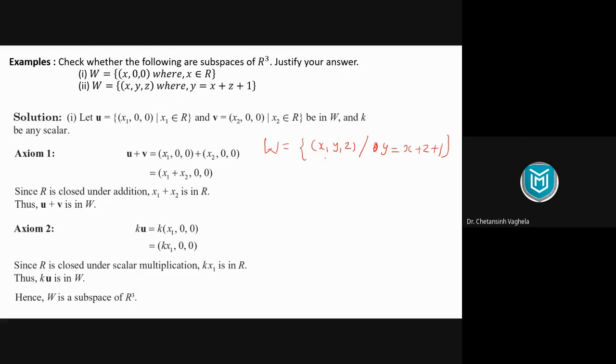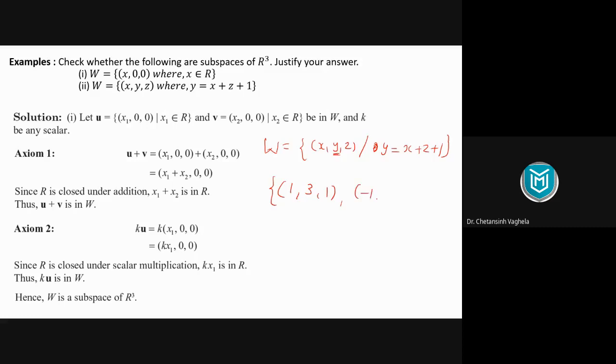It is a set of 3D vectors (x, y, z) in which your second coordinate y is given by the first coordinate plus the third coordinate plus 1. That means y equals x plus z plus 1. So what kind of vectors will be part of this? Do you think the vector (1, 3, 1) will be part of this? Yes, right? Because what is your y coordinate here? 3. And what is the condition for W? That the y coordinate should be the x coordinate plus the z coordinate plus 1. That means it is 1 plus 1 plus 1. Is it satisfied? Yes, it is satisfied. That means (1, 3, 1) will be a member of W.